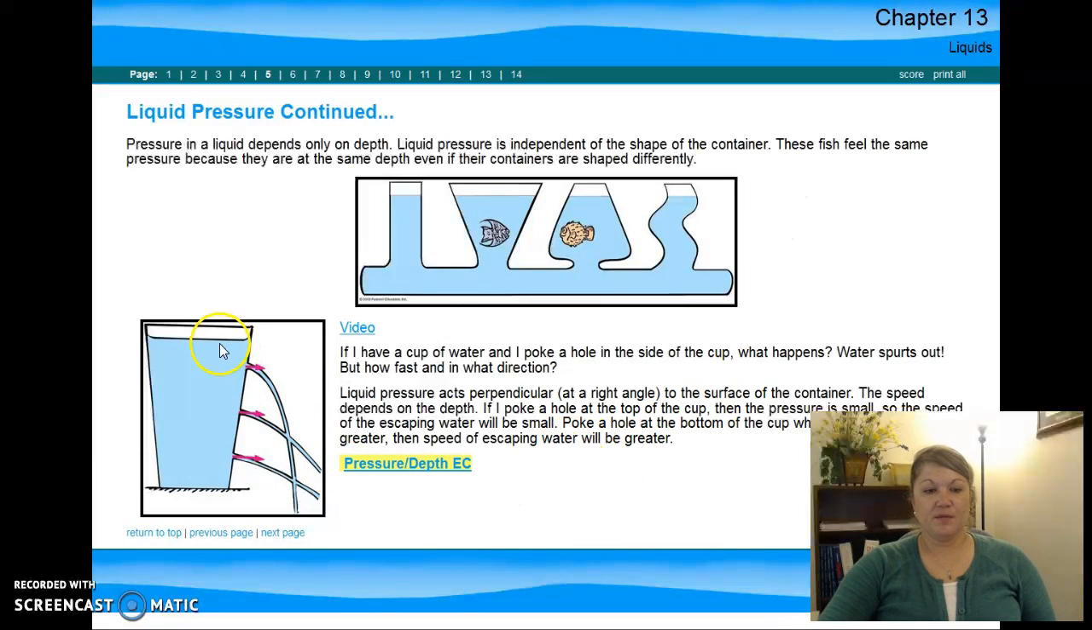Now, if I have a cup like so, and I poke holes in it, how fast is the water going to spurt out? Well, again, that's a direct relationship to pressure. The more pressure, the more push behind it, the more speed the water's going to have when it squirts out of the hole. Hence, the bottom hole here will have the biggest speed. But no matter what the speed or where the hole is, it will always be perpendicular. The water will always come out of that hole perpendicular to the container.